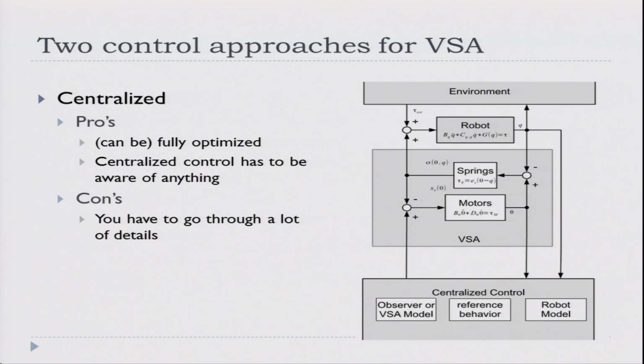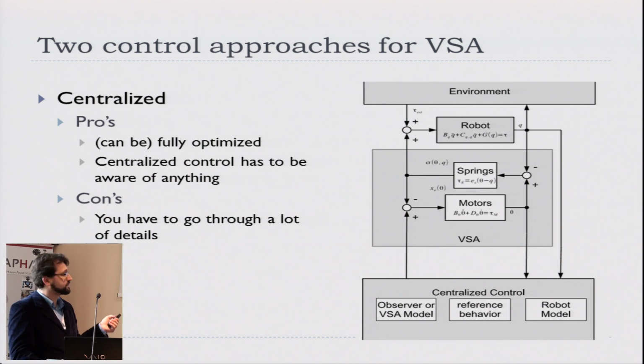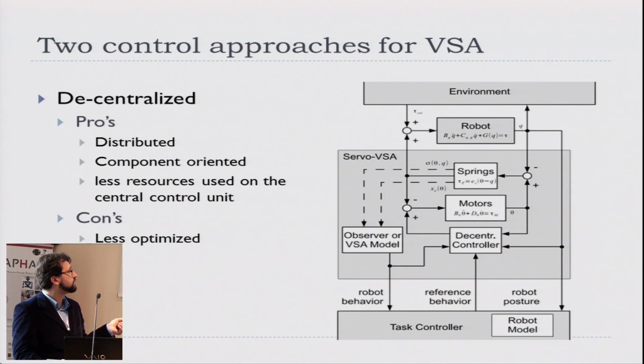In the centralized control, which can be fully optimized to take the best out of your system, what you essentially do is command the torque to the motors from your centralized control, and you optimize. You do the control from the highest level to the lower level, all centralized. The disadvantage of this is that you have to go through a lot of details and take care of a lot of things that you probably don't want to take care of usually. So if you can, the best way to go is to use decentralized control.